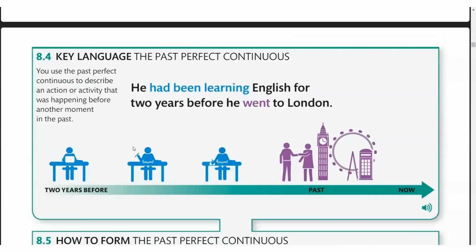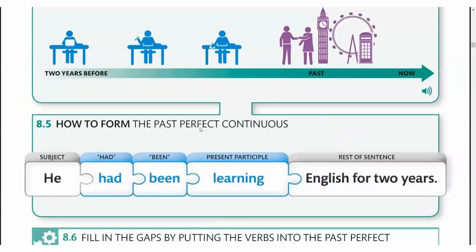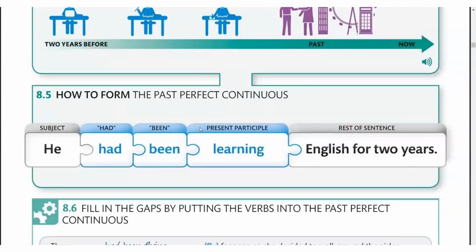Okay, now we have another tense, the past perfect continuous tense. So first, let's take a look at what it is. So here we have a nice description that you use the past perfect continuous to describe an action or activity that was happening before another moment in the past. So for example, he had been learning English for 2 years before he went to London. So let's look at the structure here. Had been learning.